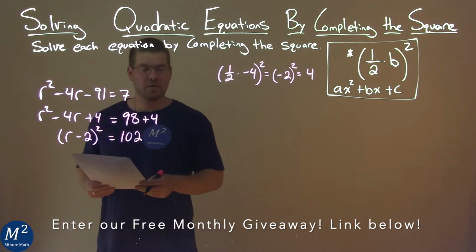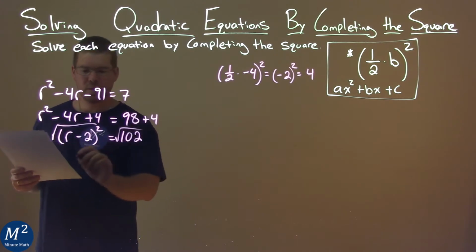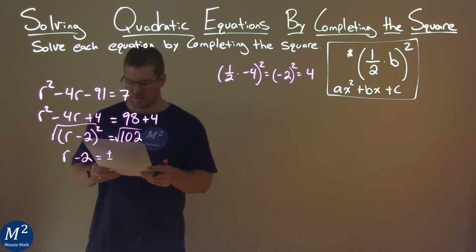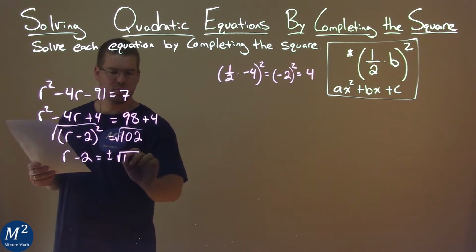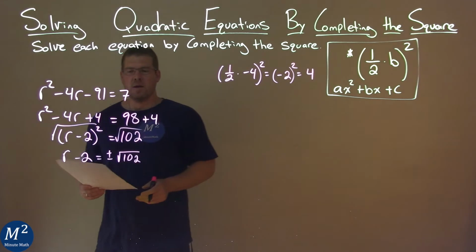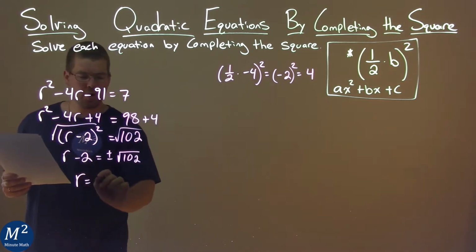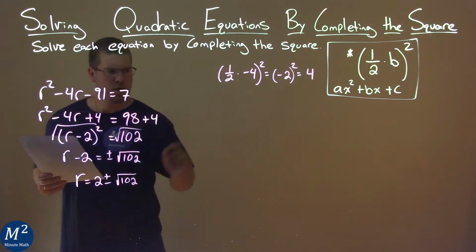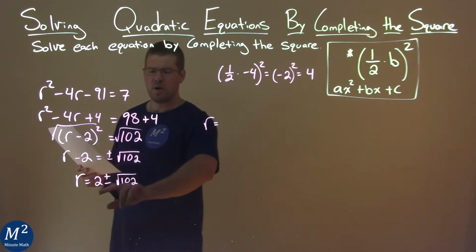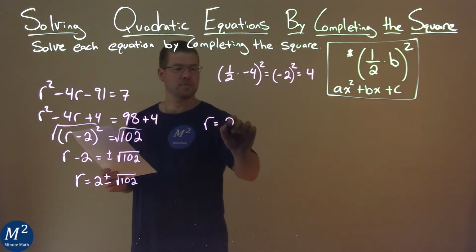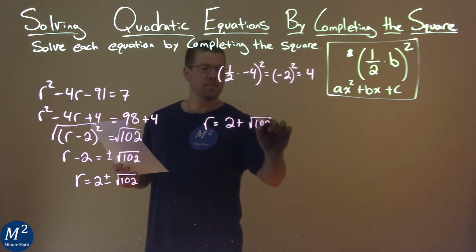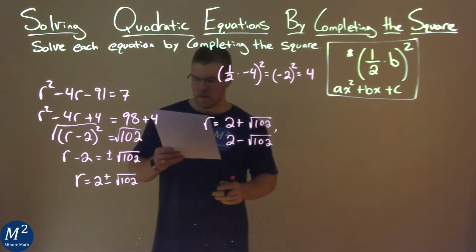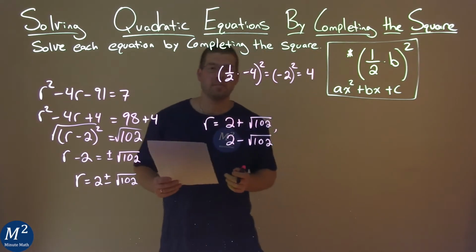So let's go solve. Square root of both sides here. And we have r minus 2 equals plus or minus the square root of 102, which doesn't really simplify anymore. Now we add a 2 to both sides. And we have r equals 2 plus or minus the square root of 102. So we can write this actually individually. So the first part, 2 plus the square root of 102, and let's show the 2 minus the square root of 102. And that is our final answer.